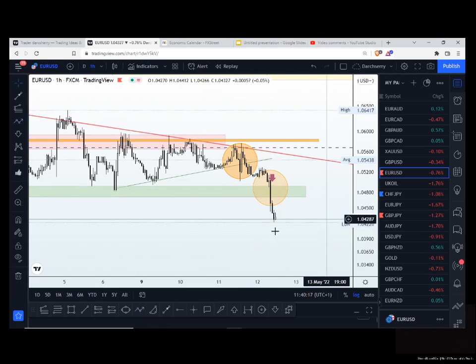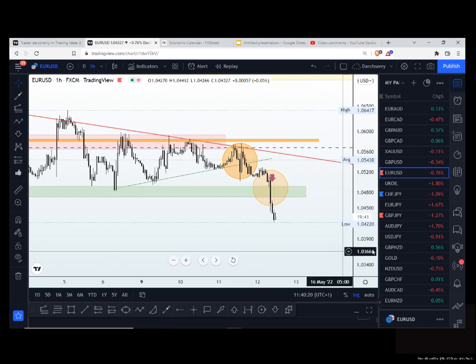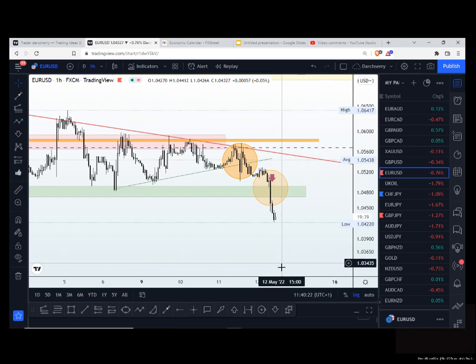So I think it's most appropriate to be patient enough, look for price to come back into structure, and then take advantage of any signal that supports the trend continuation to the downside. So that's that on Euro USD.